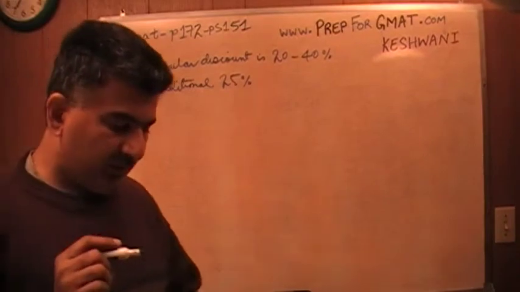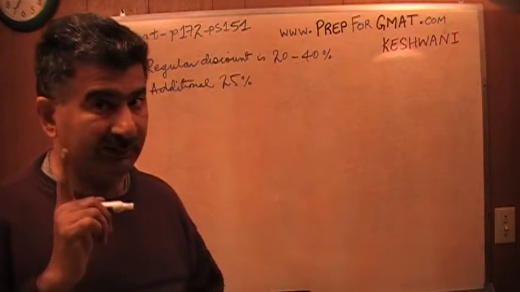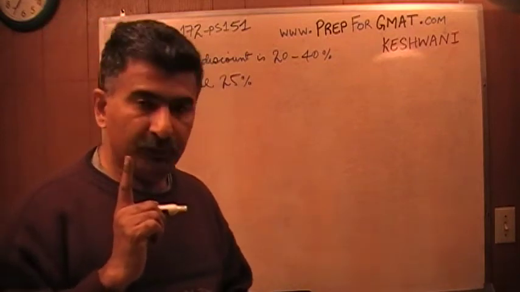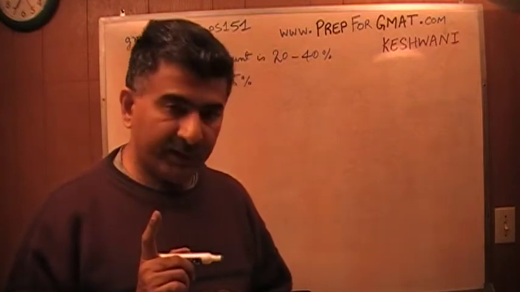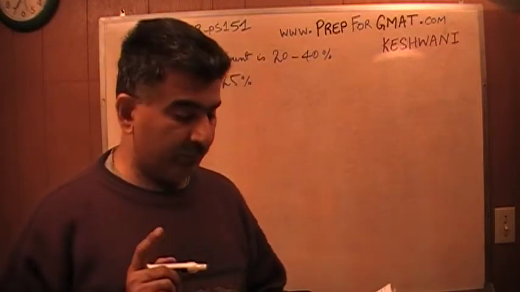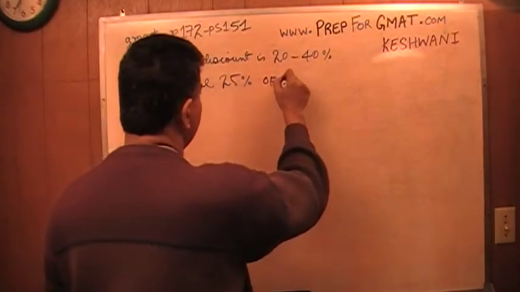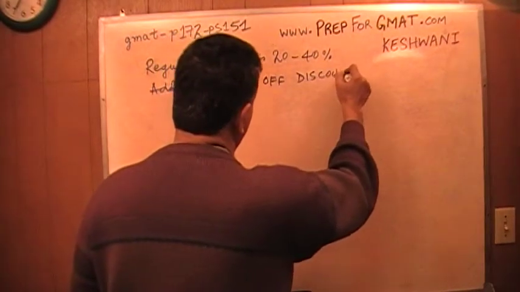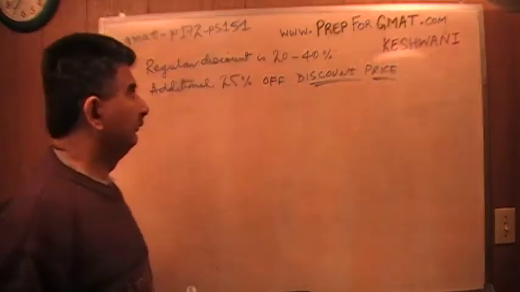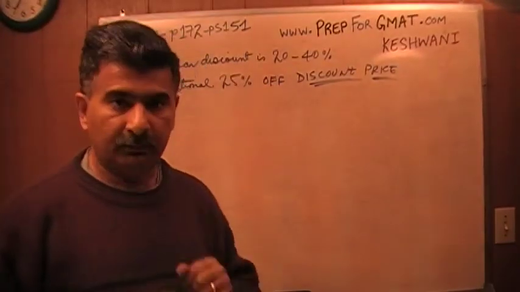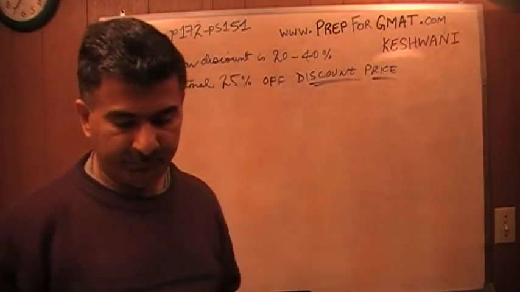Additional 25% of what? Additional 25% were deducted from what? This is the important part. This is where people mess up. You have to read the question properly. You have to pay attention to the wording. Additional 25% were deducted not from the original price, but from the discount price. Discount price, not the original price. So whatever the discount price works out to be, you're supposed to take another 25% off that amount.